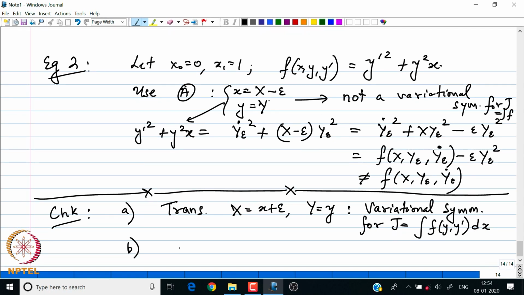On the other hand, suppose we have a translational transformation of the form capital X is equal to small x and capital Y is equal to y plus epsilon. Then we see that this is a variational symmetry for J, which is given by the functional of this form where the integrand is of this form. So we can check; this is a general result for integrals of these two categories. Okay.